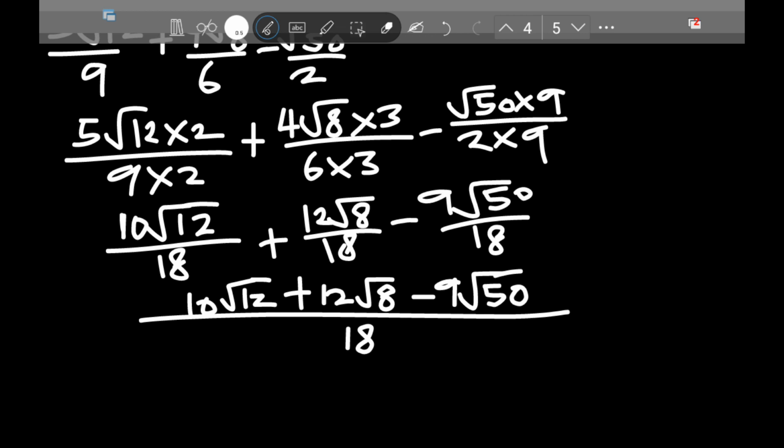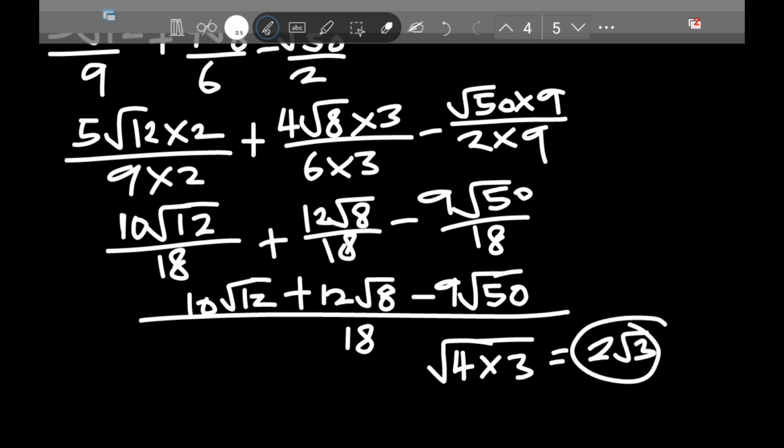Now it's time to simplify the square root numbers that are at the top, because we can rewrite root 12, which is this root 12 over here, as 4 times 3 and write it as the square root of 4 is 2. Simply write it as 2 root 3. So now you want to replace the square root of 12 with 2 root 3.